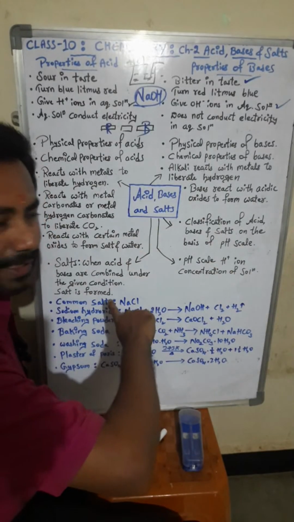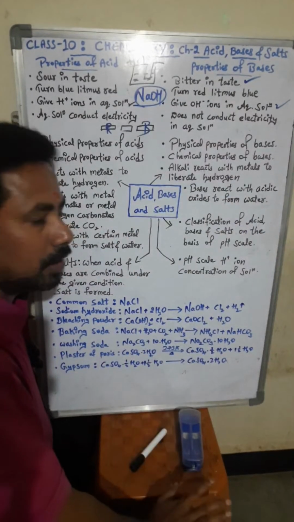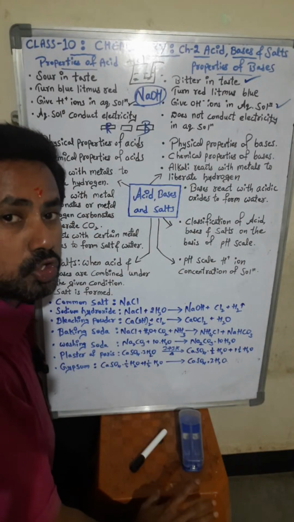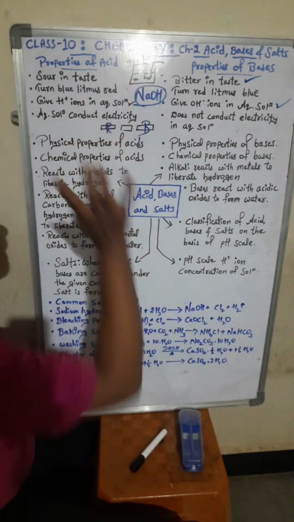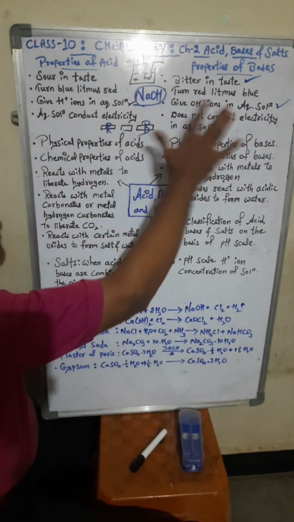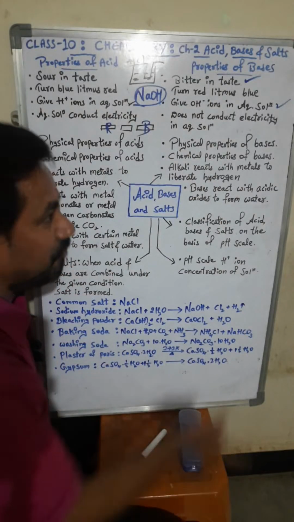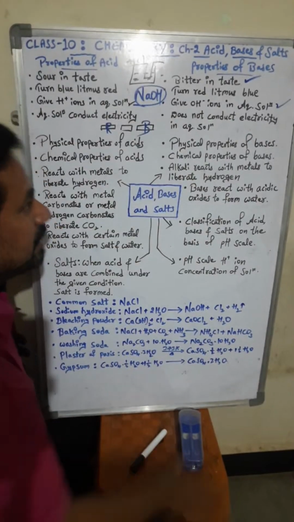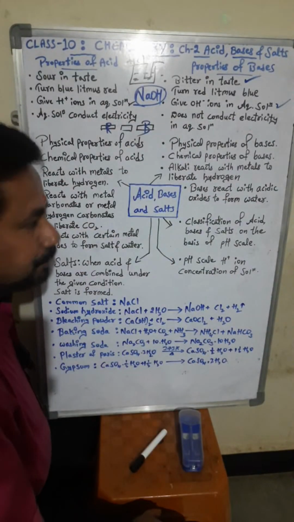Acids conduct electricity, bases do not conduct electricity because they do not have hydrogen ions. Hydrogen ions are responsible for conducting electricity. So these are some properties of acids and bases, students. General properties. Okay, so these are very, very important.